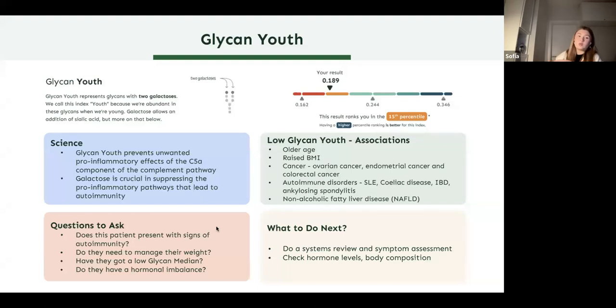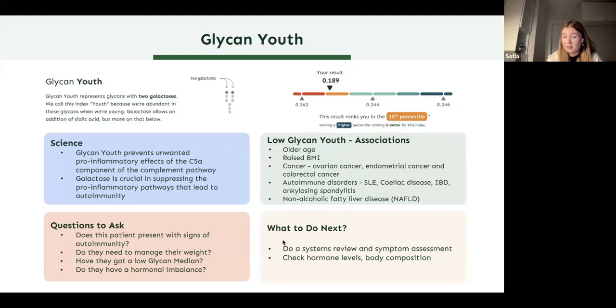Following this, what questions should we ask ourselves and the patient in order to guide our diagnosis? The first question we would ask: does this patient present with signs of autoimmunity? The second one is, do they need to manage their weight? Have they got a low glycan mature, which is something that we will talk about in a second? And do they have a hormonal imbalance?